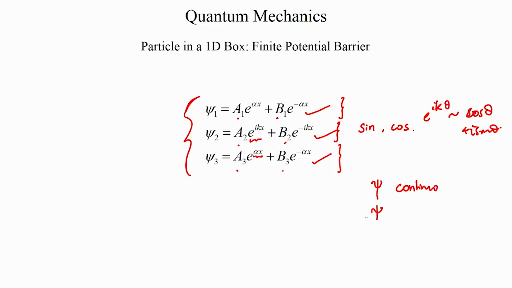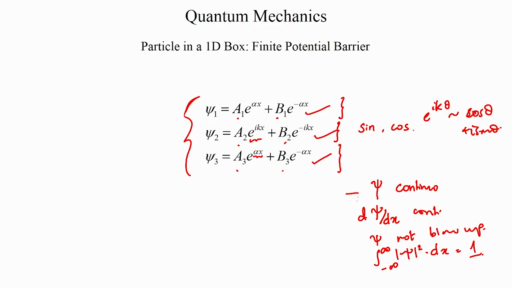You must have d psi by dx also to be continuous, and you must have psi not blow up. It should be normalizable, it should not blow up anywhere. Basically equivalent to this condition is the other side of it, which is that the particle must exist somewhere, and therefore in this space from minus infinity to infinity, the particle must exist somewhere. Therefore, the probability of finding the particle in some region there is 1.